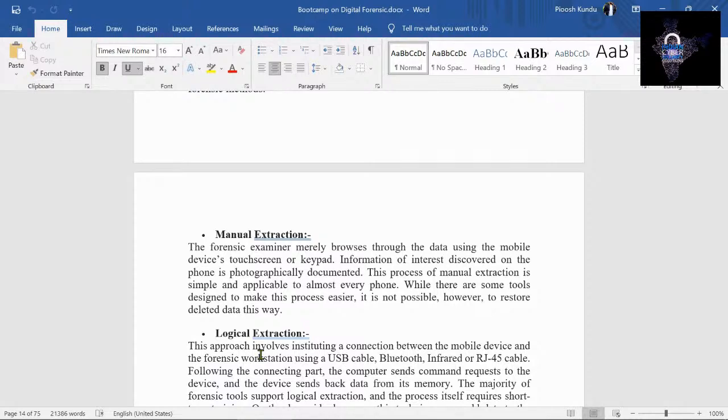While there are some tools designed to make the process easy, it is not possible, however, to restore the deleted data this way.